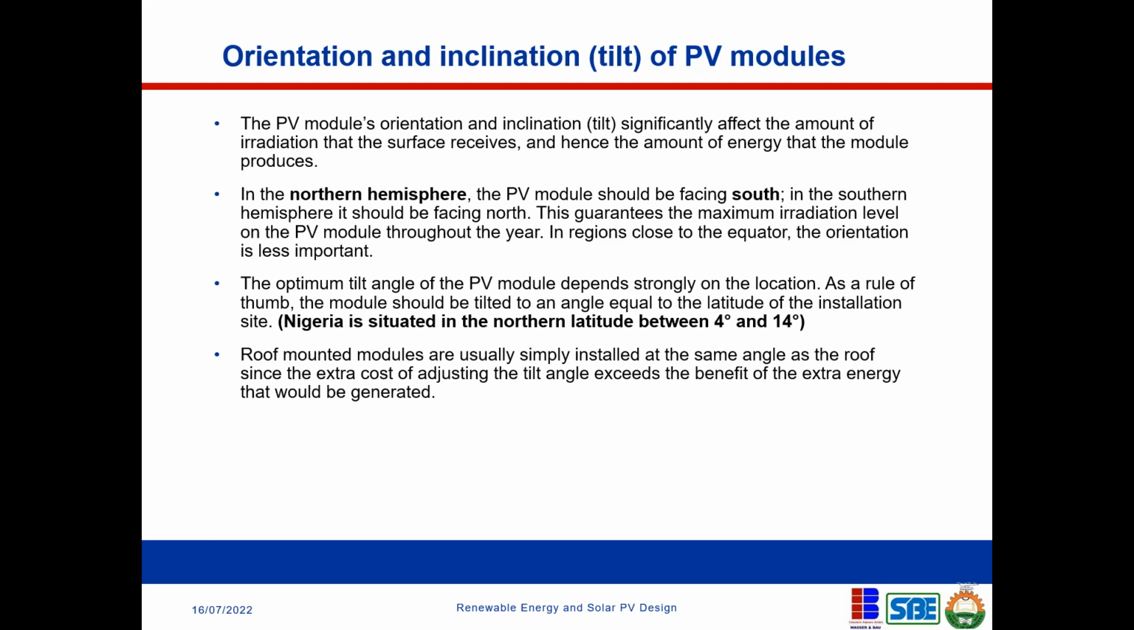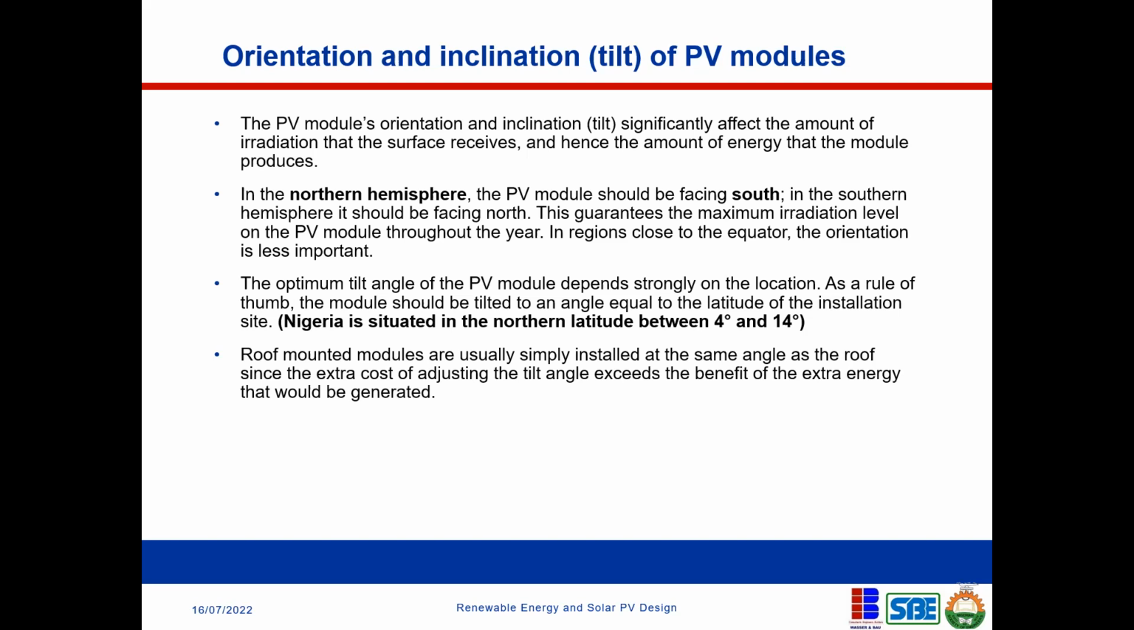Now, in the southern hemisphere, it should be facing north. This guarantees the maximum irradiation level on the PV module throughout the year. In regions close to the equator, just like Nigeria, the orientation is less important. We are close to the equator, but not as close as this statement is illustrating. If you're on the equator, you can just drop your panel flat, to face the sun.